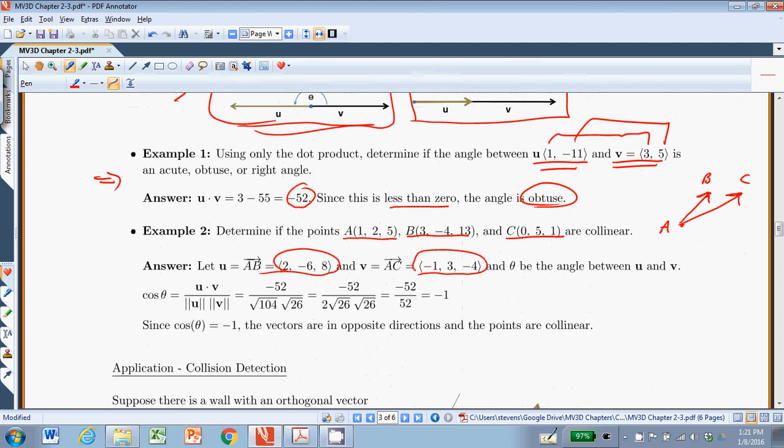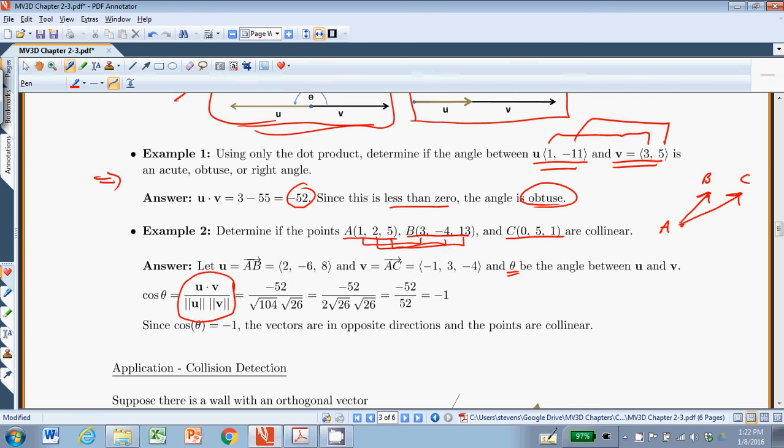So AB gives me this vector, and AC gives me this vector, just by subtracting term by term. 3 minus 1, -4 minus 2, 13 minus 5 gives me 2, -6, 8. Doing the same thing with A and C gives me AC. We'll let theta be the angle between them, and I'm just going to look at u dot v over size u size v.